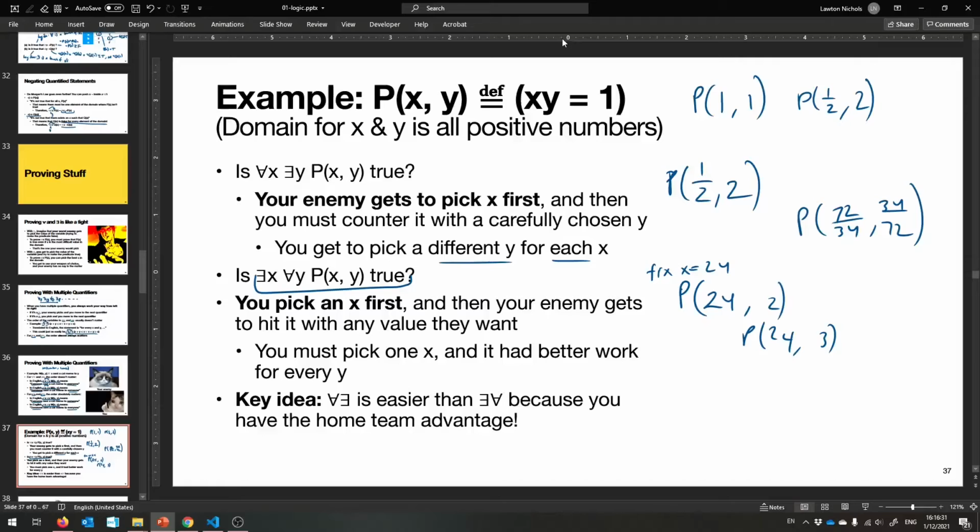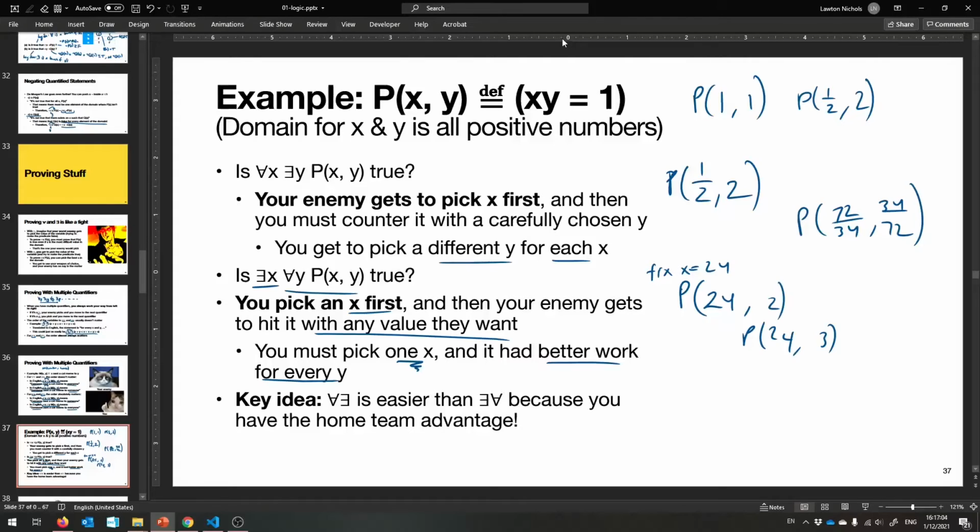This is a false statement, and I hope you see it, because there is not just one x that you can pick that multiplies with every other y to get 1. Okay? So you get to pick an x first, and then your enemy gets to hit it with any value they want. You are forced to pick just one x, and then your enemy gets to try every possible value, even the bad ones. Your x had better work for every possible y.